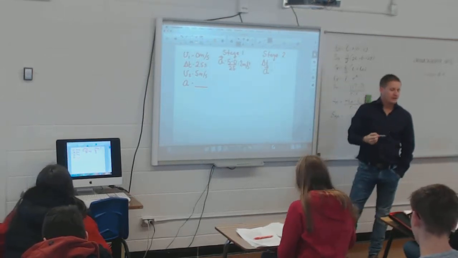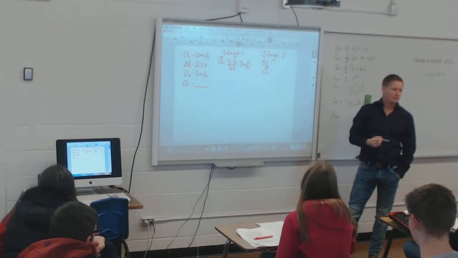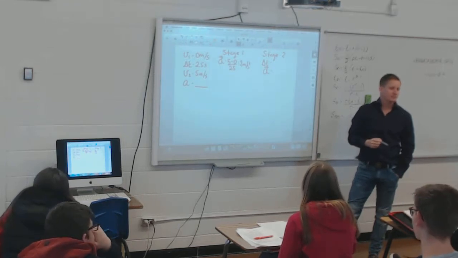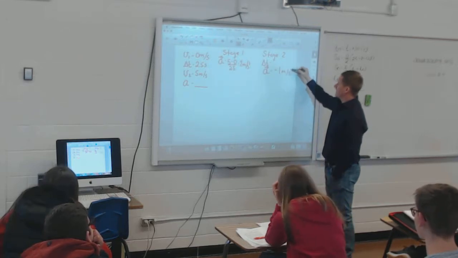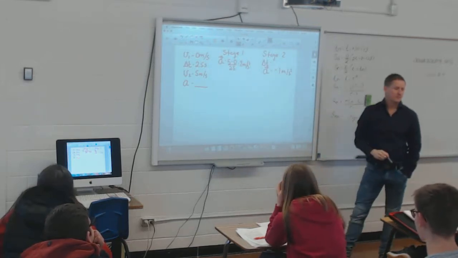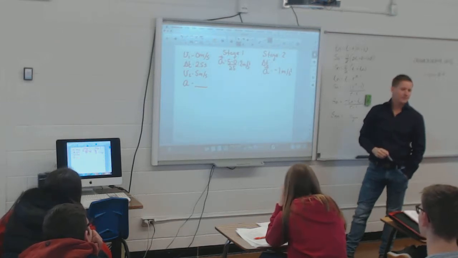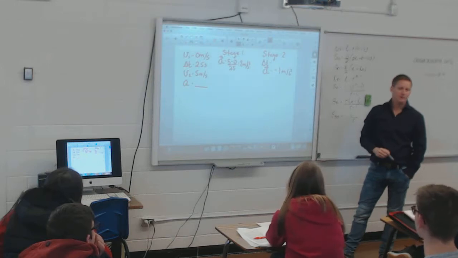Now, is it going to be a positive or a negative? You're going up a slope. So is your object going to slow down or speed up? Slow down. So then I'm going to make that a minus 1 meter per second squared. Okay, what else do I know? Now I'm looking for the time. What else do I know?